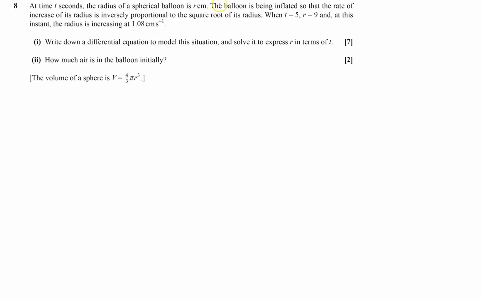Okay, you've got a spherical balloon. The balloon is being inflated, so the rate of increase of its radius, dr by dt, is inversely proportional to 1 over the square root of its radius. It says that t equals 5, r equals 9, and at that instant dr by dt equals 1.08. So actually it gives two things.